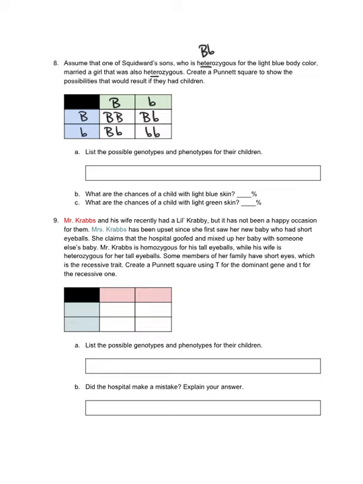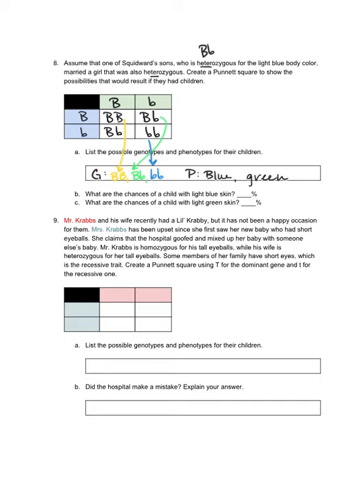Letter A says list the possible genotypes and phenotypes. So they have several different genotypes that are possible, and that's because you have capital B, capital B, and then you've got capital B, small b, and small b, small b. Then we're going to look at phenotypes. So phenotypes are what they look like. So capital B, capital B and capital B, small b both give you blue skin. But if you have small b, small b, that will give you green skin.